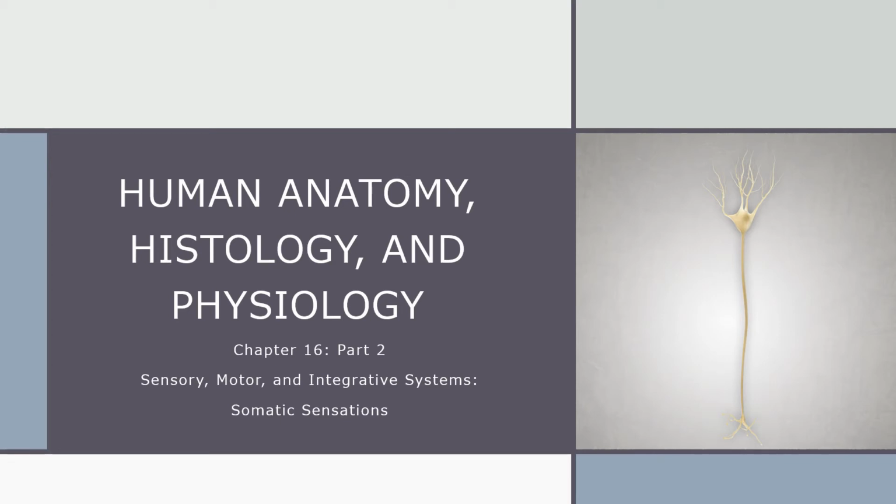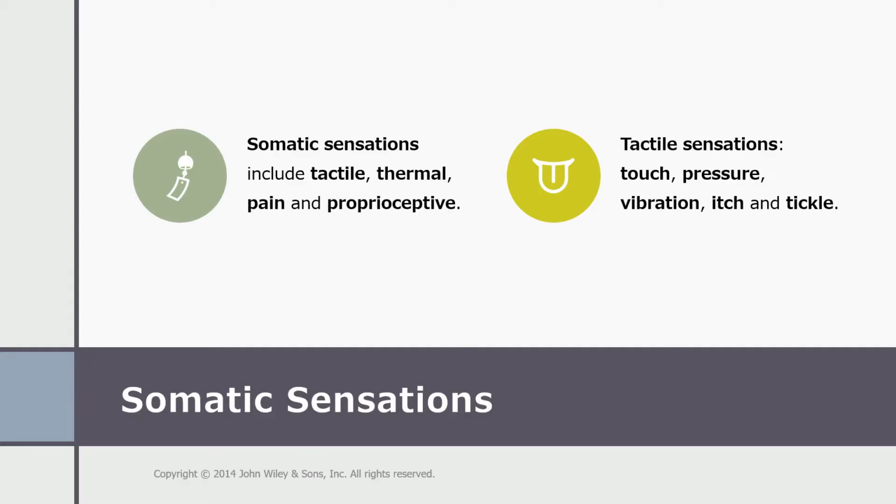This is part 2 of chapter 16, where we're going to look more in depth at somatic sensations. Somatic sensations arise from stimulation of sensory receptors that are embedded in the skin or subcutaneous layer, in the membranes of the mouth, vagina, anus, in muscles, tendons, and joints, and also in the inner ear. There are 4 modalities of somatic sensations.